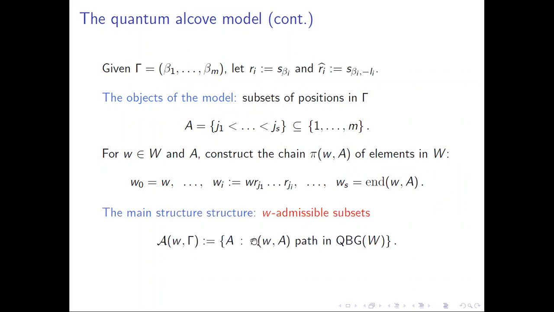And then the condition is that this chain, the sequence of Weyl group elements, gives you a path in the quantum Bruhat graph. And here the up edges can alternate with the down edges in any order. So just a path. We call this family of subsets A of W and gamma. Gamma is the lambda chain, W is this starting element, and these subsets in this collection are called the W admissible subsets.